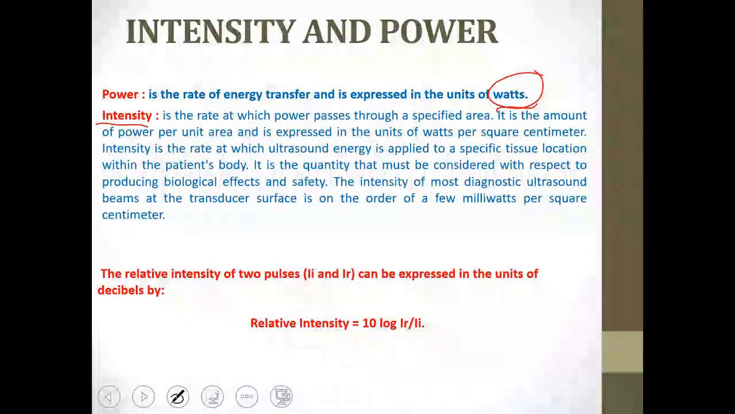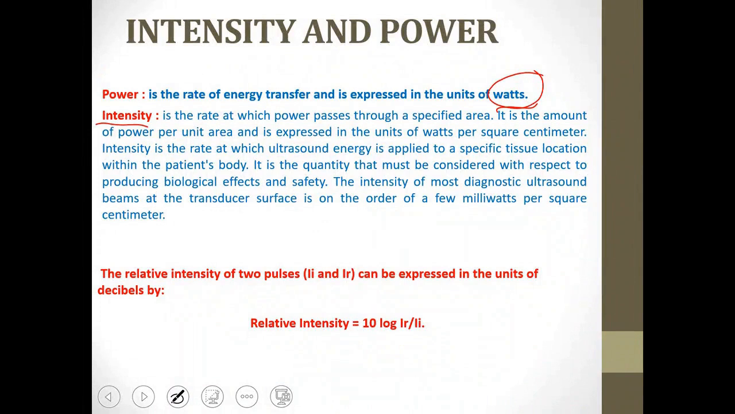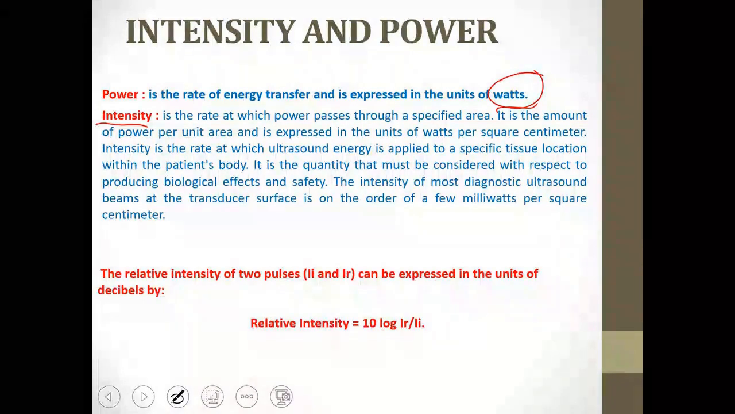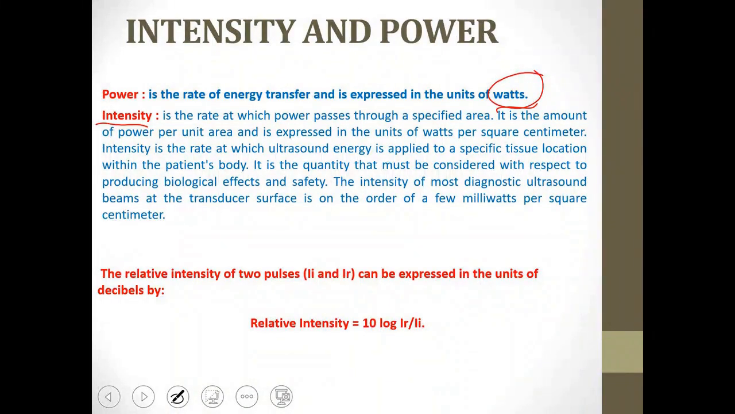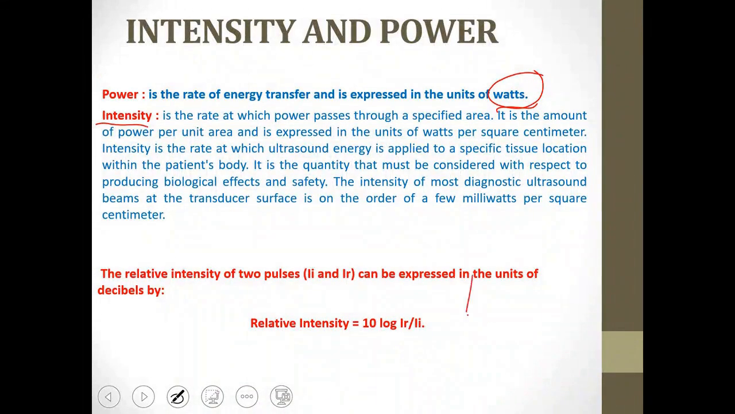Okay, if we were to clarify, even in the context of radiation, we would say that power is the rate of transfer of energy. You have energy that is being transferred at a certain value. Now, if this energy is transferred over a certain area in a specific location, then I would call this intensity. Well, there is a need to express the intensity of the ultrasound pulse that is incident.